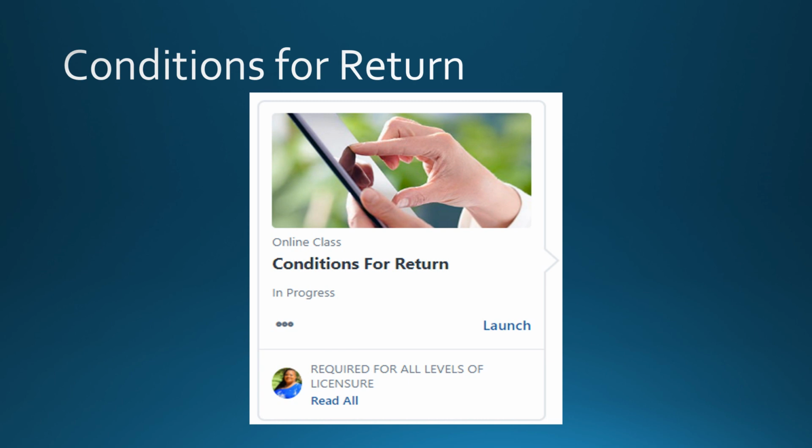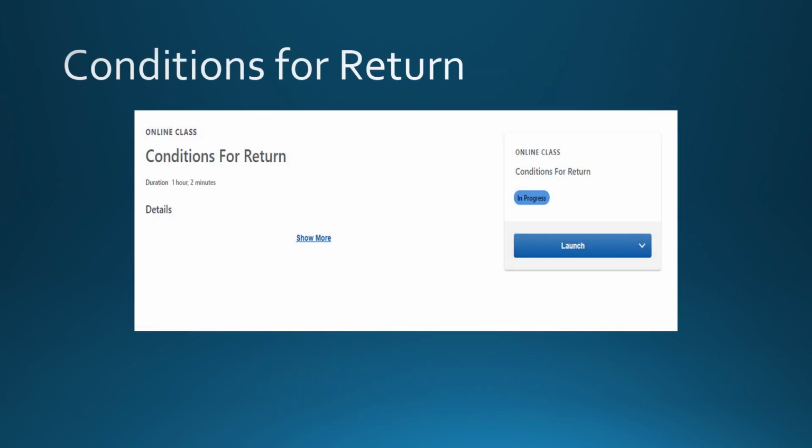Conditions for Return is a training that can be completed after you are licensed. However, you can go ahead and complete this training prior to submitting your licensing application. It will be required within 1 year of the child's placement in your home. To begin, click on Launch on the training course banner from the Foster Home Licensing playlist. You will then see a brief overview of the Conditions for Return training.